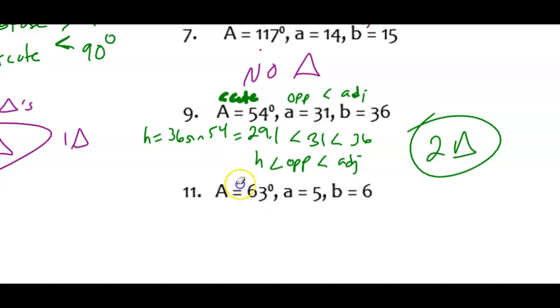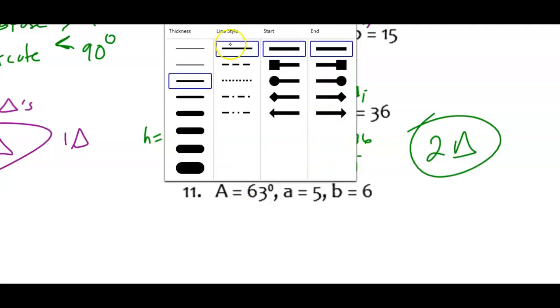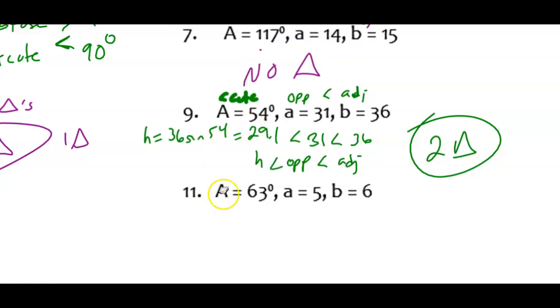For 11, since I'm already here, again, this is acute, less than 90. The opposite leg is less than the adjacent leg, right? 5 is less than 6. So that could be 2, because it's the same condition. It could be 2 or no triangles. So I check the height again. So we're going to go 6 sine of 63. And when we do that, we get 5.346.